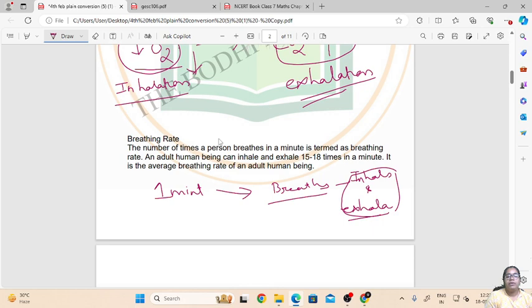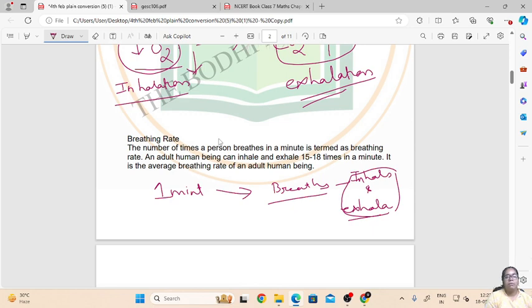So 15 to 18 times inhaling and exhaling, that is breathing 15 to 18 times in a minute, is the basic or standard breathing rate of a human being. So this is how we can calculate the breathing rate.